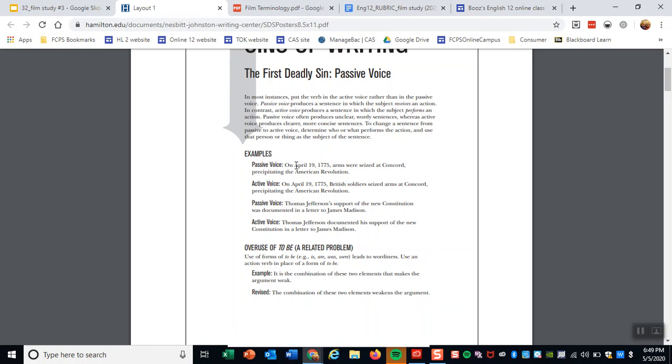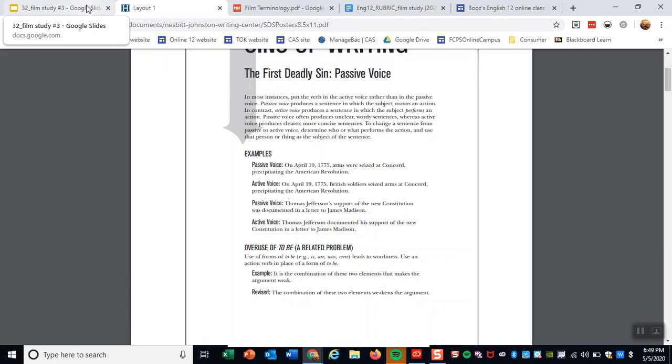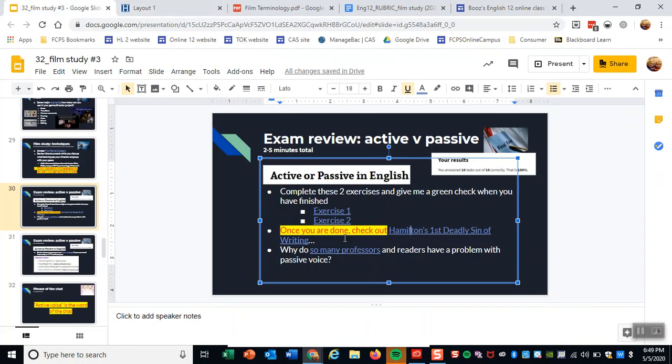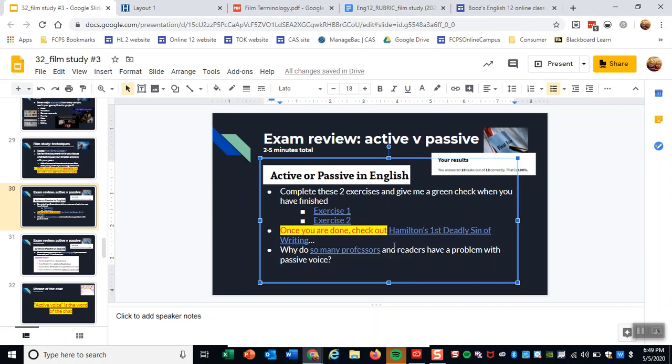You hear this a lot in the news. On April 19th, 1775, arms were seized at Concord. Well, who did it? It was the British soldiers. Use the subject to drive the concept of the sentence home. Ideally, what you do is select "is" or "to be" in all of your writing and try to get rid of it as much as possible. So why do so many professors have these problems? Because passive voice takes the power out of the subject and oftentimes just neglects to address the subject.